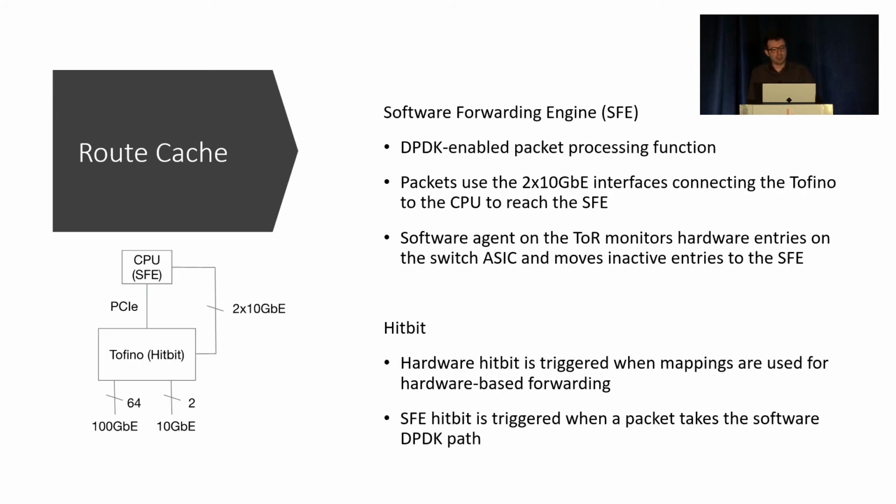The route cache uses the software forwarding engine, SFE, which is a DPDK-enabled packet processing function that is provided by the CPU. Packets that are CPU bound use 2x10 gigabit Ethernet interfaces connecting the Tofino to the CPU to reach the SFE, and there's a software agent on the ToR which monitors hardware entries on the ASICs and moves the inactive ones to the SFE. We also use the concept of a hit bit to indicate, for both hardware and SFE software entries, which are exercised by a packet.